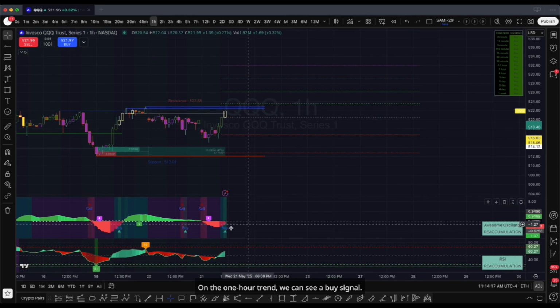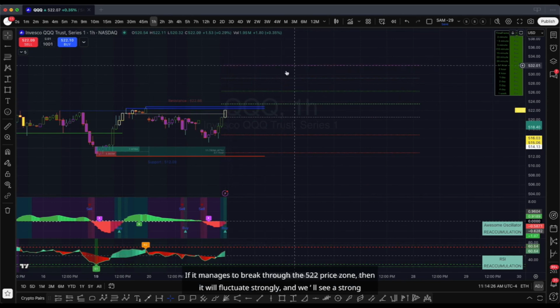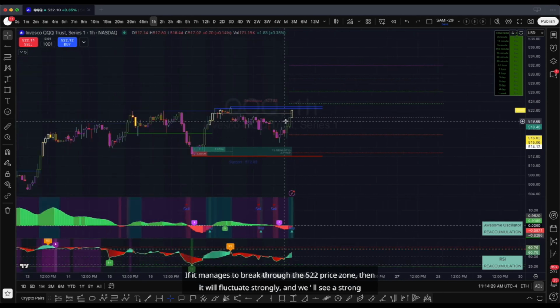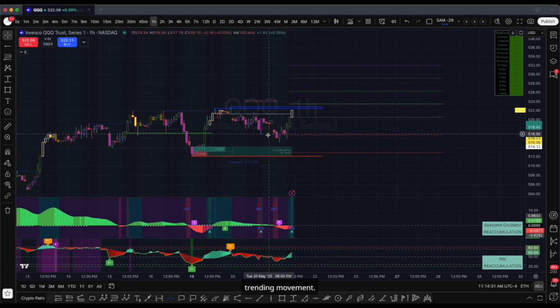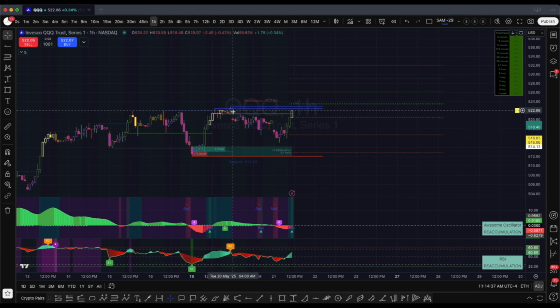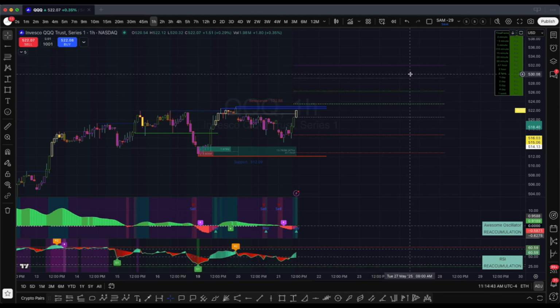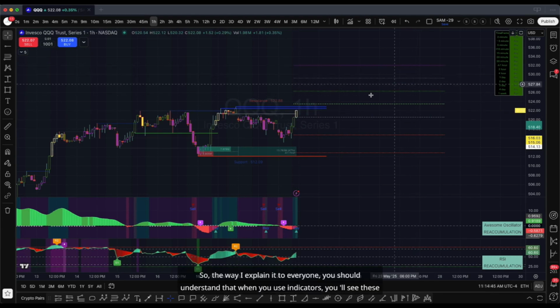See? On the 1-hour trend, we can see a buy signal. So let me explain the buy. This is the momentum that will break this level. If it manages to break through the 522 price zone, then it will fluctuate strongly, and we'll see a strong trending movement. Okay, so you all can see that, right? Okay, so you understand that there's support, resistance 1, and resistance 2. So if the price action hits this price zone and manages to break through, then the next trend will be an uptrend, right?